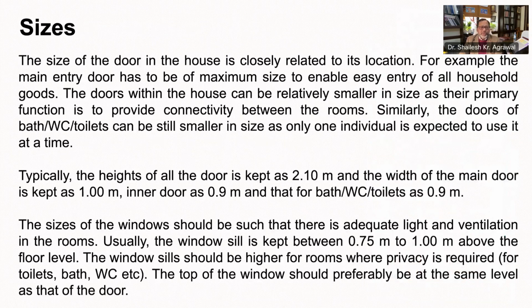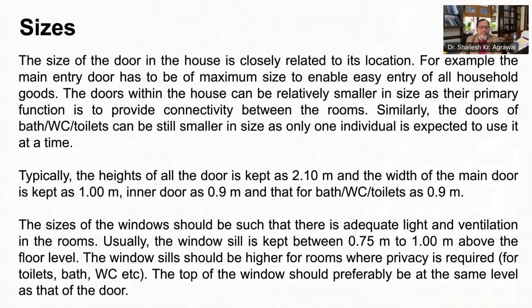Now let's look into the sizes of doors. The sizes of doors and windows depend upon their location. For example, the main entry door is of maximum size to enable easy entry of all household goods. The doors within the house can be relatively smaller, and the doors for WC and toilet can be still smaller. In general, the height of a door is kept as 2.10 meter. The width of the main door may be kept as 1 meter, whereas the width of inner doors, including bath and WC toilet, may be kept as 0.9 meter.